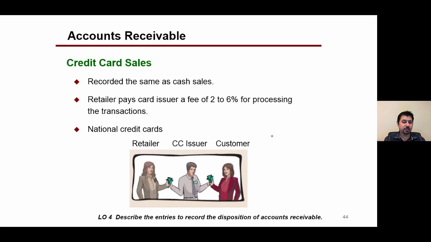Here, once again, the retailer will get cash directly, the full amount minus the charge, because the credit card issuer will charge the retailer a fee between 2 to 6%, depending on the agreement. This is for processing the transaction. The credit card issuer will later on collect the full amount from the customer.